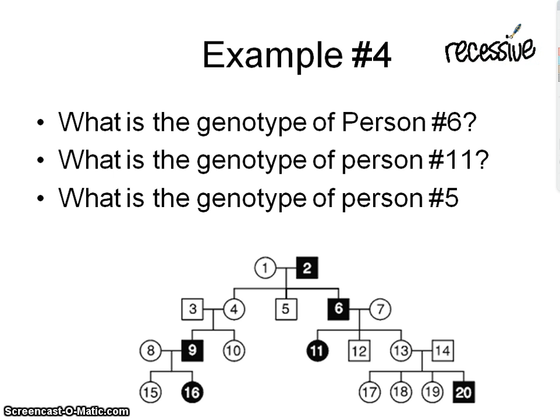And now, sex-linked or autosomal? Autosomal. Father to son. Where do we see father to son? 2 to 6. Thank you. 2 to 6. And notice it's pretty equally spread between males and females. So autosomal recessive.